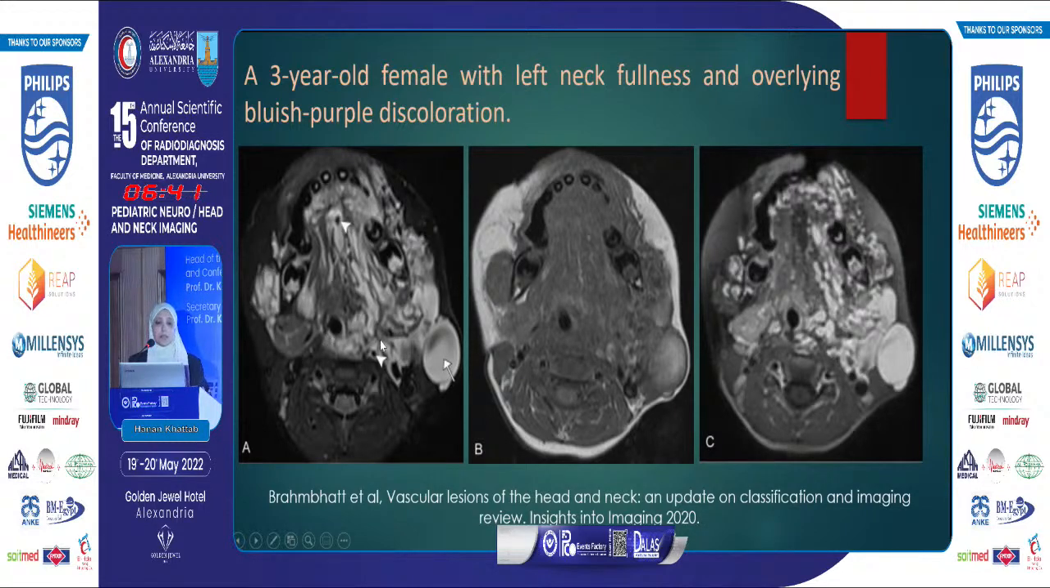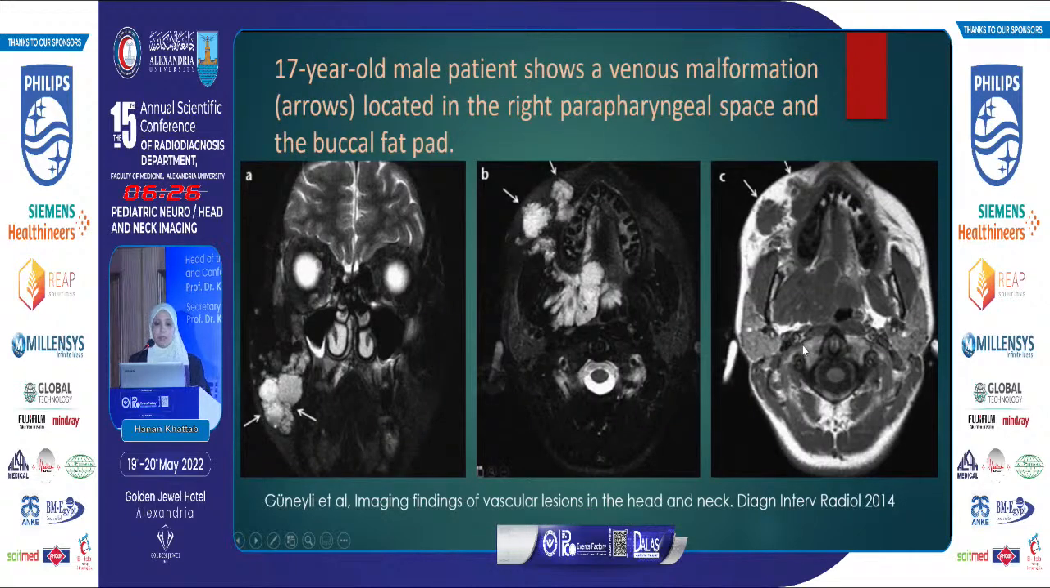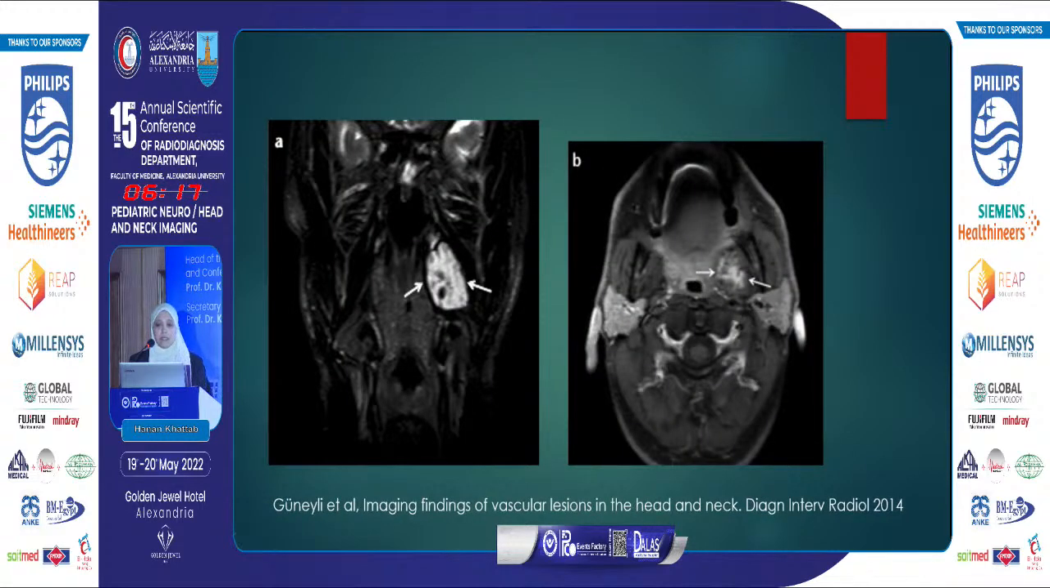showing marked T2 hyperintense signal. Also multiple signal void foci can be noted, which are the phleboliths. And after contrast injection, there is patchy enhancement. Another example of multispatial venous malformation at the parapharyngeal, masticator, and buccal space, showing marked T2 hyperintense signal. This is another example at the masticator space, showing marked T2 hyperintense signal, signal void phleboliths, and patchy post-contrast enhancement.